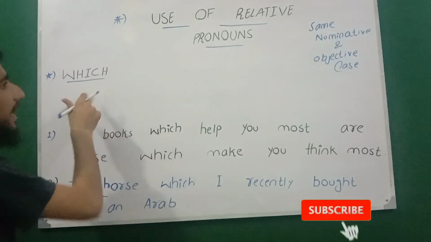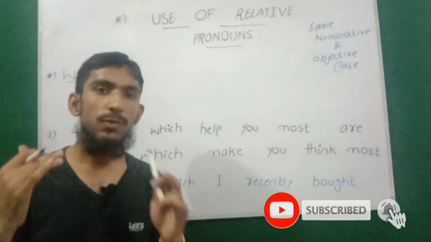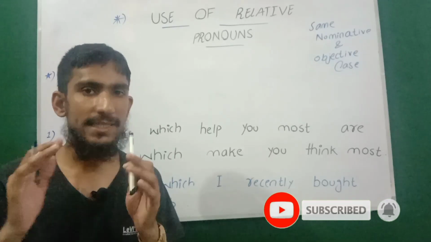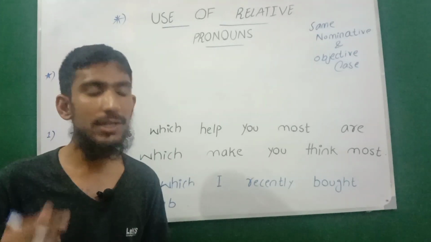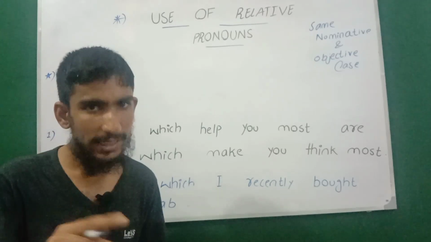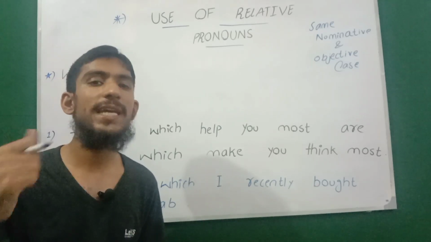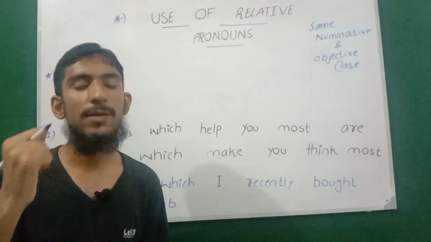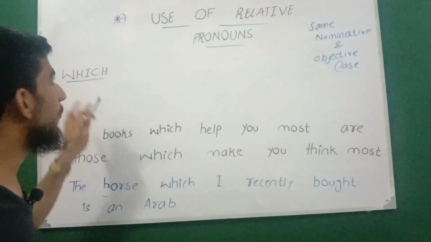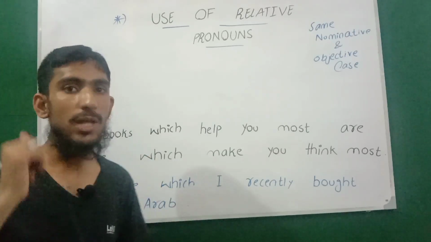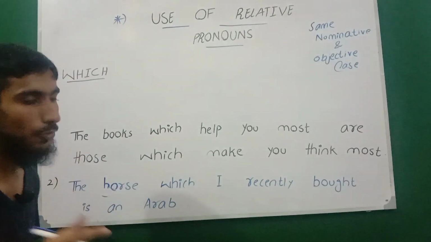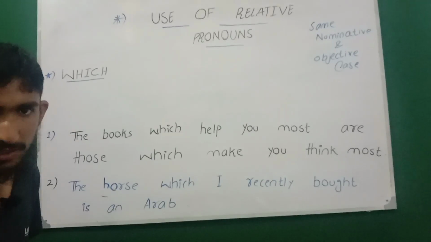Now look, which is in the same case for nominative and accusative, and it has no possessive genitive case. We have mentioned that who is in the nominative case, the accusative case is whom, and the possessive case is whose, but which has the same nominative and objective case, and it has no genitive case. So now we will be discussing the use of the relative pronoun which.